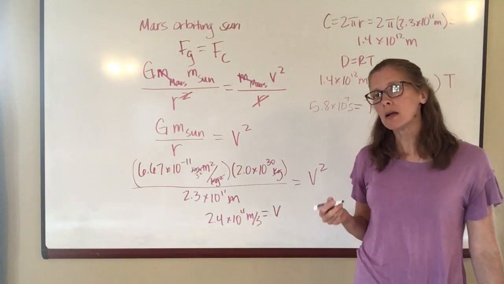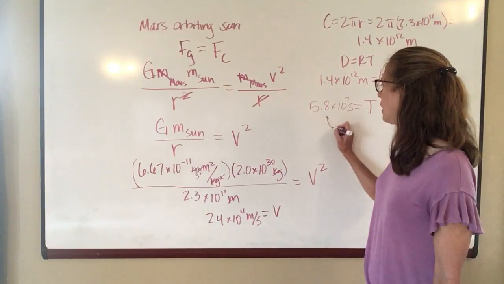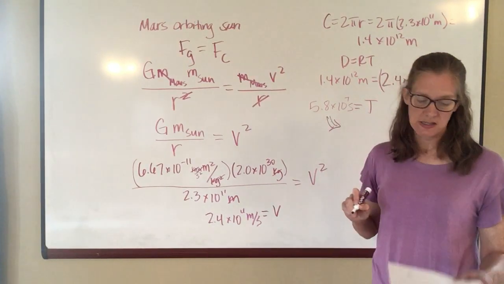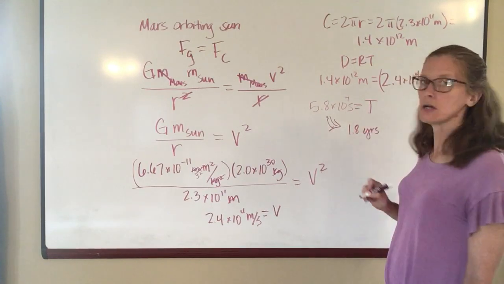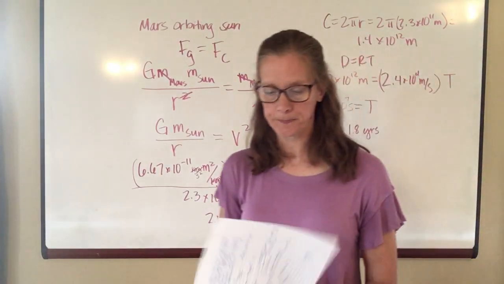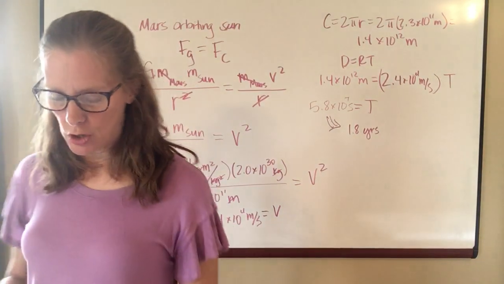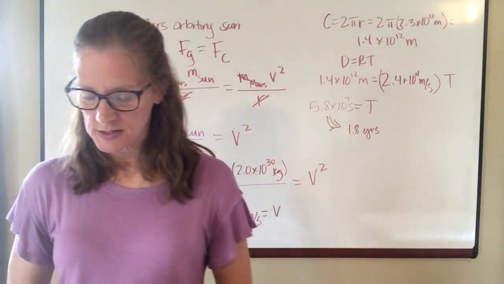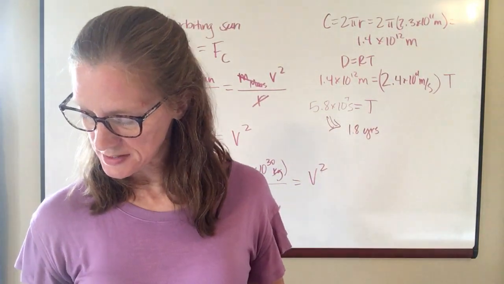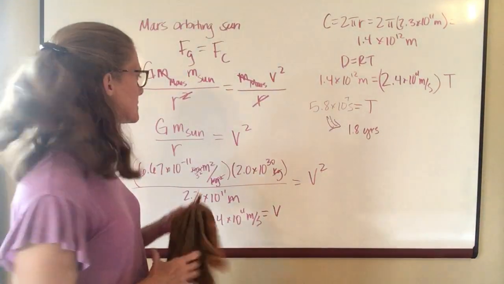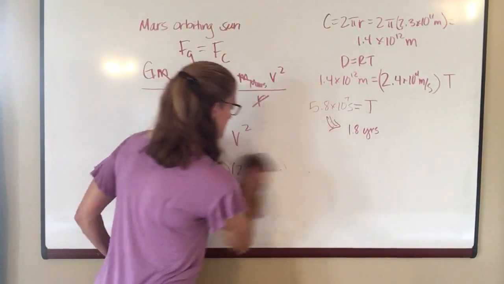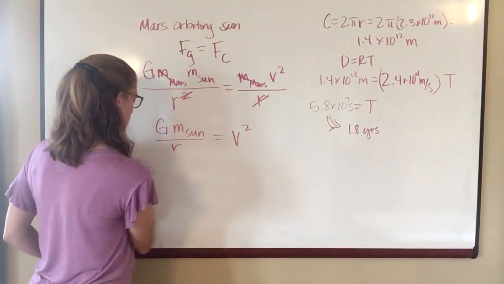And if you wanted an answer that was a little bit more meaningful, you could convert that into years, and that would end up being 1.8 years for Mars to go around the sun. Okay, so that is sample problem example 7.6. I do want to go ahead and look at example 7.7 as well, just to give you another example so you can see how to work it.